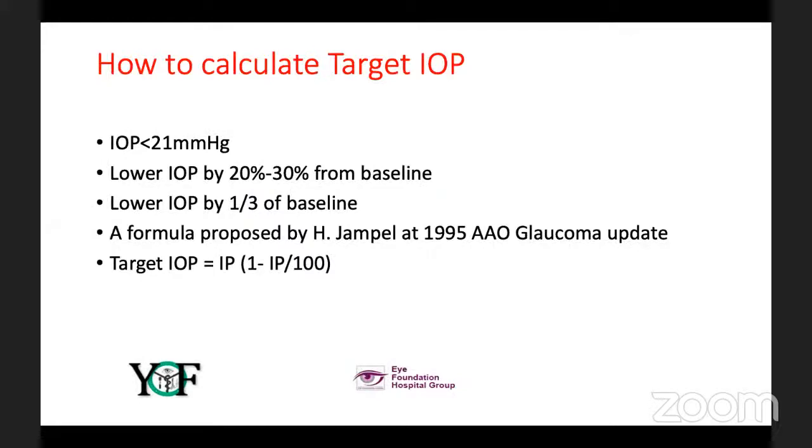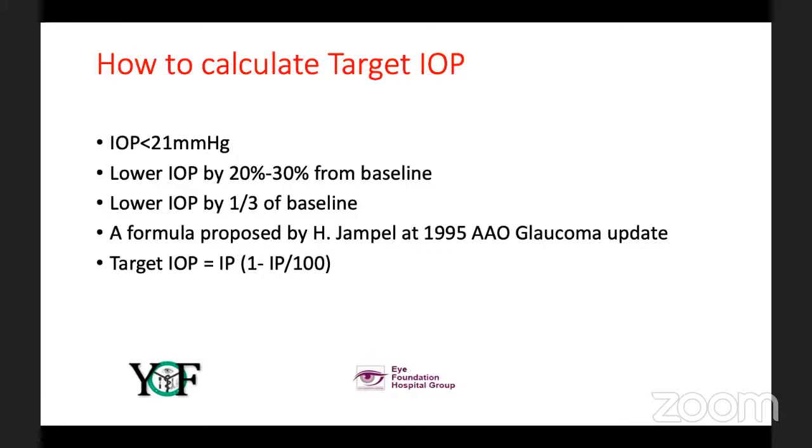How do we calculate target pressure? Usually in most patients, we want the intraocular pressure to be between 10 and 21 in most cases. The pressure can also be lowered by 20% to 30% from the baseline at presentation. And also, it could be one-third of the baseline intraocular pressure.